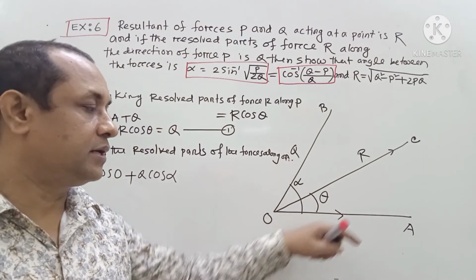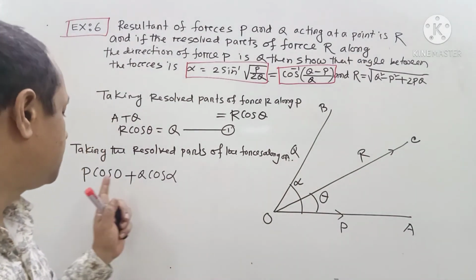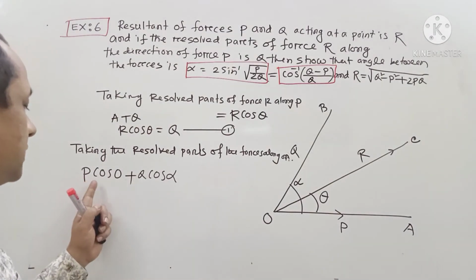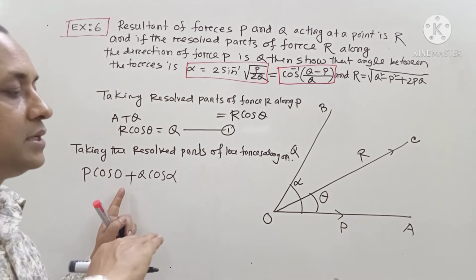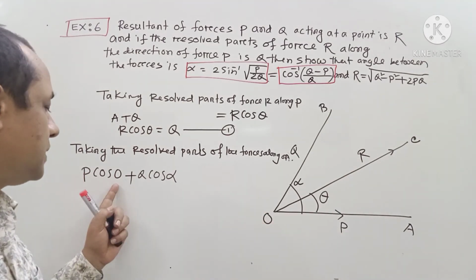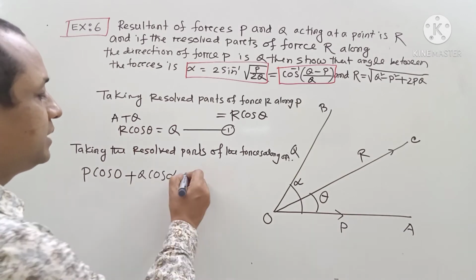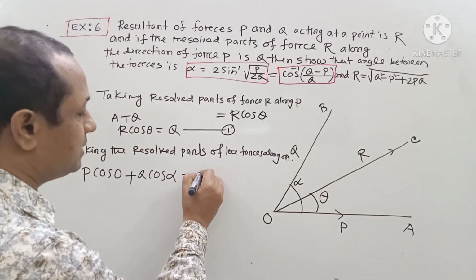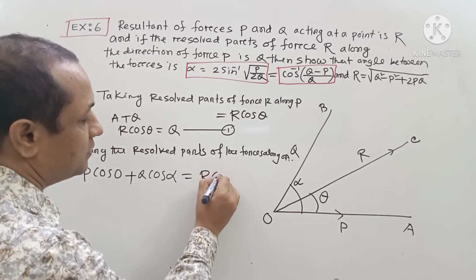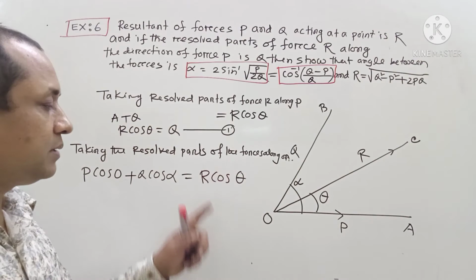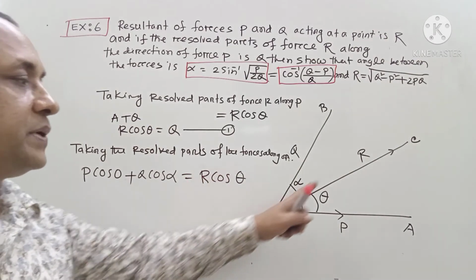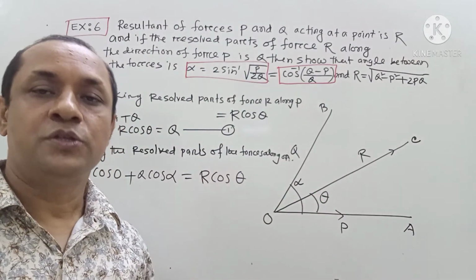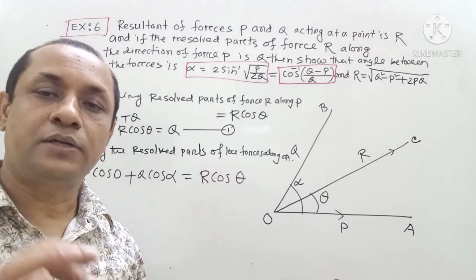Q makes an angle alpha with OA. Students, attention please, you have learned the resolved part. The resolved part of P is P cos 0, because it is along OA. So P cos 0 plus Q cos alpha equals the resolved part of the resultant force, which is R cos theta, because R makes an angle theta with OA.